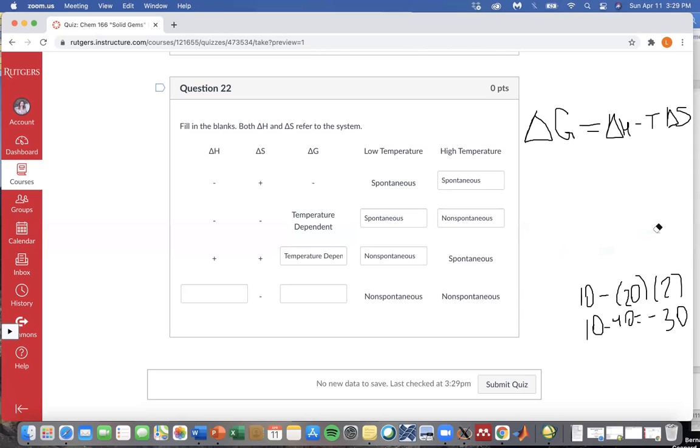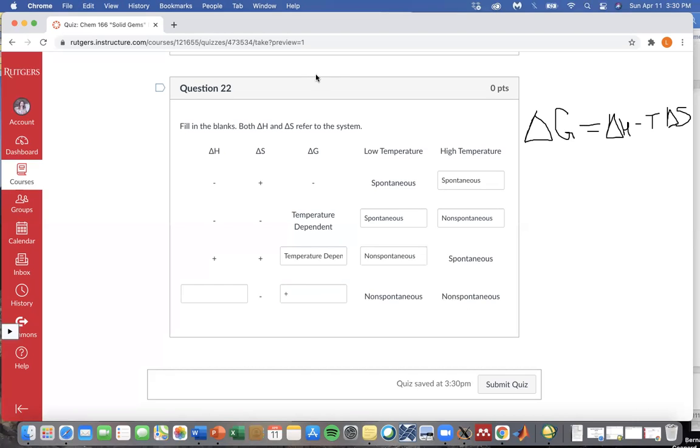Okay, so we're given one last row to fill out. And we are given that at all temperatures it is non-spontaneous. We aren't given the sign for delta G, and we aren't given the sign for H yet. So it's probably easiest to figure out the sign of delta G first here. So if it's always non-spontaneous, what's the sign of delta G going to be? Positive. Exactly, because if it's negative, it's spontaneous. If it's positive, it's not spontaneous.